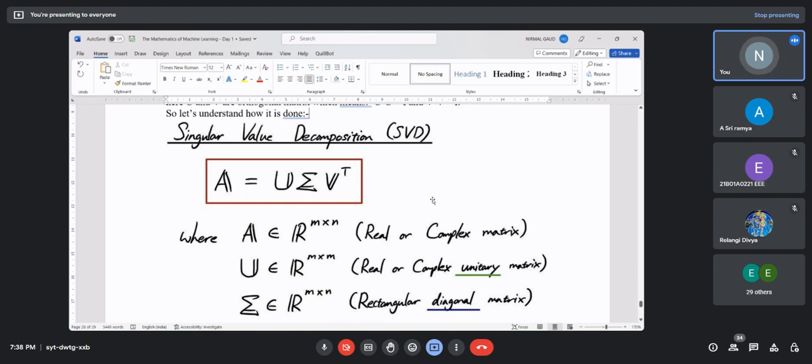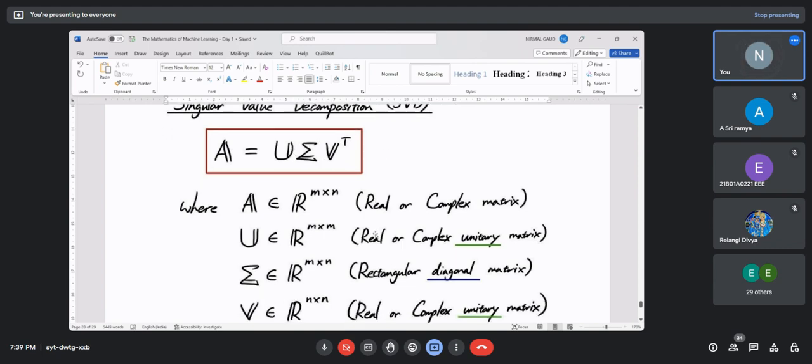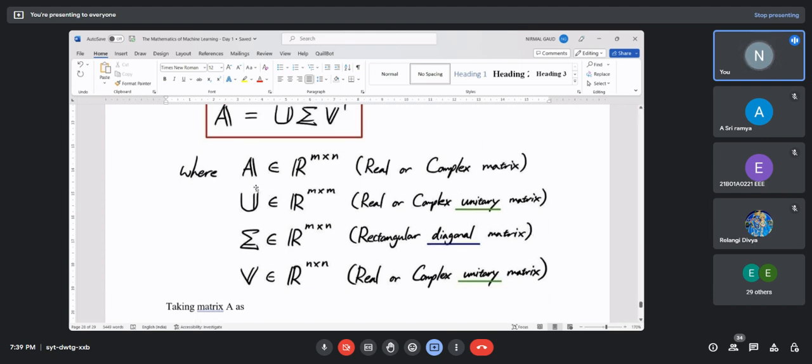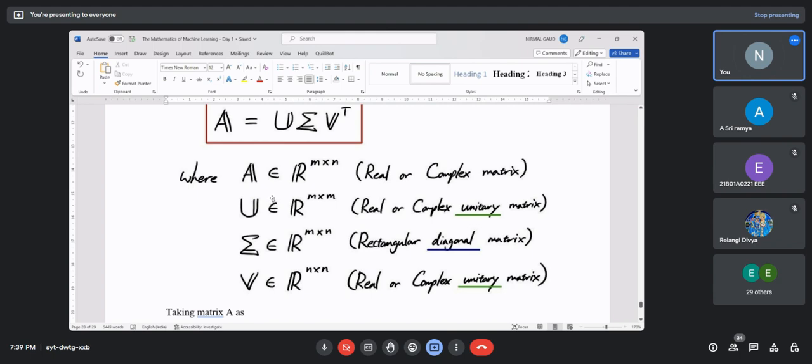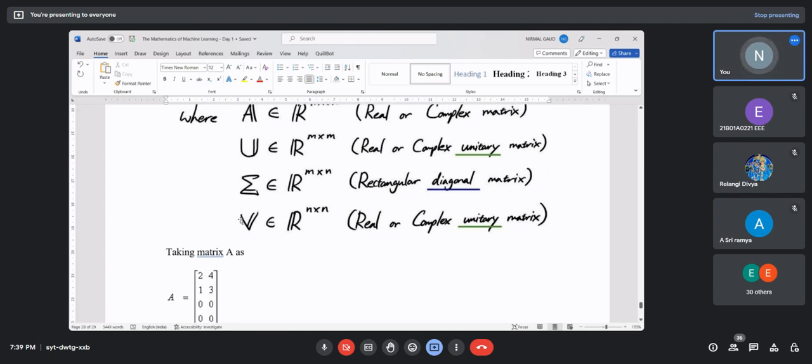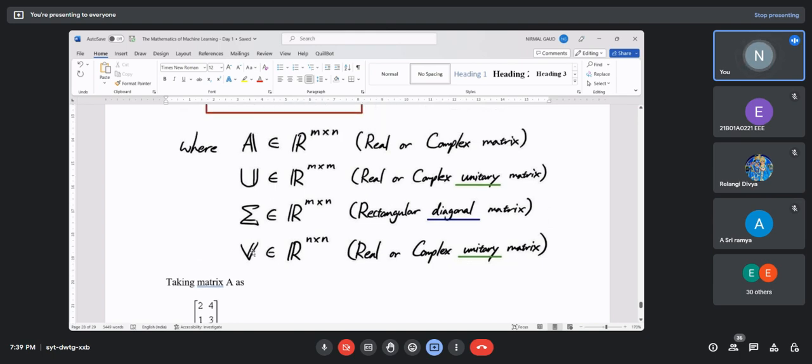So here is what the singular value decomposition equation is. A equal to U sigma V transpose. A is a matrix of real or complex numbers, of dimension m cross n. Your U is again a real or complex unitary matrix, M cross M. Sigma is a rectangular diagonal matrix, and V is again a unitary matrix. U and V are square matrices, and this is a diagonal matrix. Either real or complex, whatever.